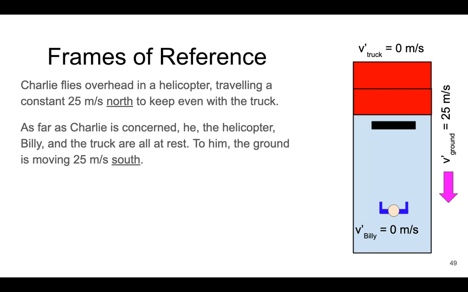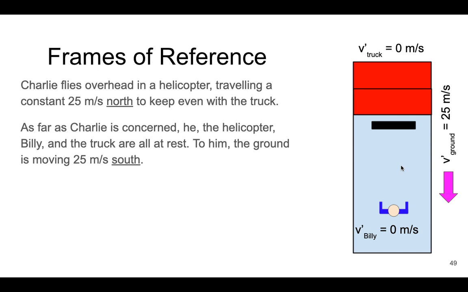So now Charlie's going to fly overhead in a helicopter, and he's going 25 meters per second north to keep even with the truck. So remember, this truck has a glass ceiling, so that Charlie can look down and see inside of this. I didn't draw the helicopter, but picture the helicopter directly overhead, and Charlie looking straight down on what's going on here.